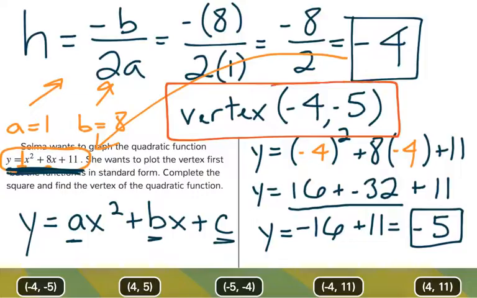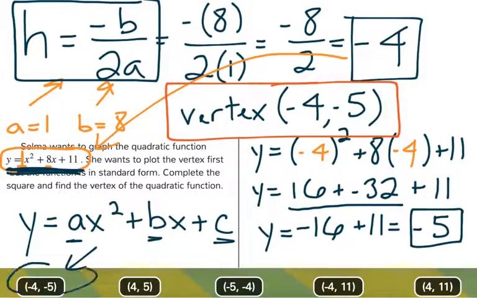And it is much simpler than completing the square. You just have to memorize this formula right here. H equals negative b over 2a, and that works for any quadratic in standard form. At the very bottom, let's go ahead and match up our answer. Negative 4, negative 5, that's going to be that first answer choice on the left.